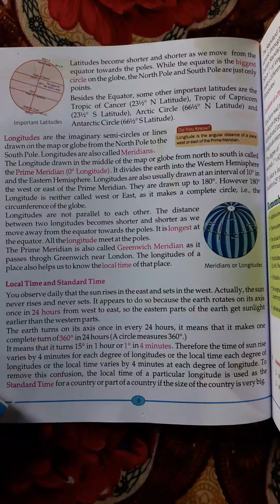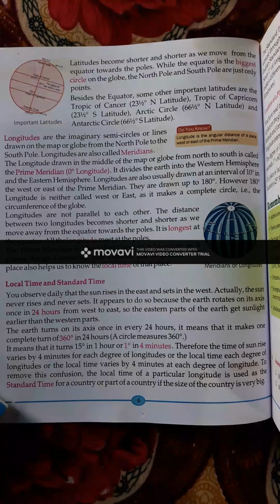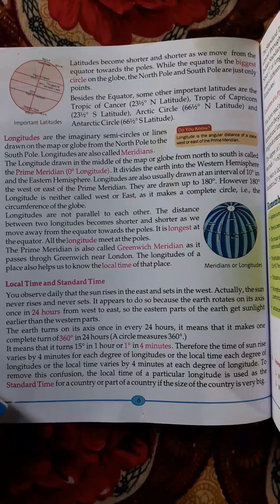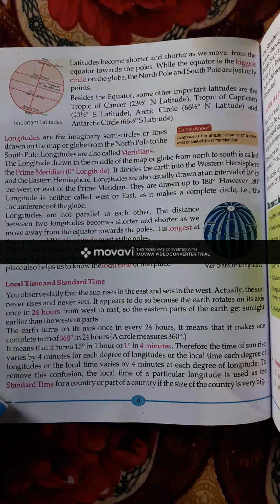Therefore, the time of sun's rise varies by 4 minutes for each degree of the longitudes, or the local time. Each degree of longitude varies the local time by 4 minutes. To remove these confusions, the local time of a particular longitude is used as the standard time for the country or part of the country.